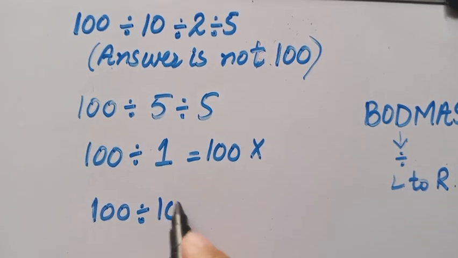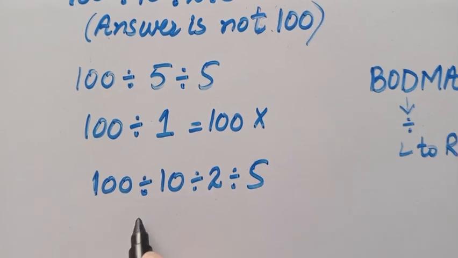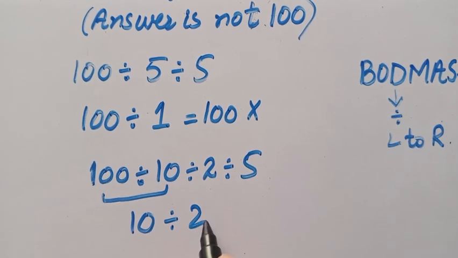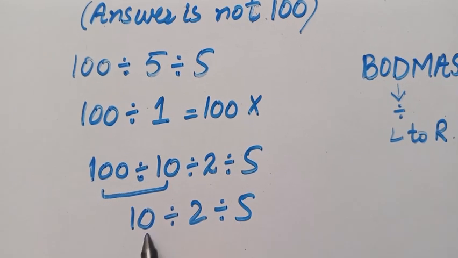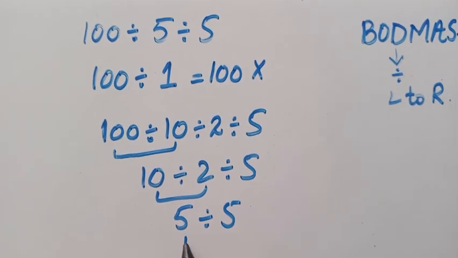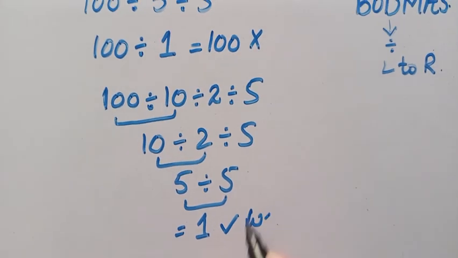100 divided by 10 divided by 2 divided by 5. 100 divided by 10 equal to 10. 10 divided by 2 divided by 5. 10 divided by 2 equal to 5, and 5 divided by 5 equal to 1.